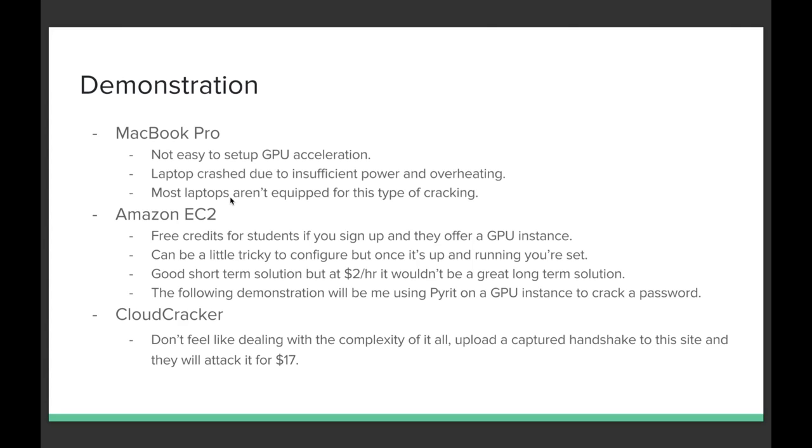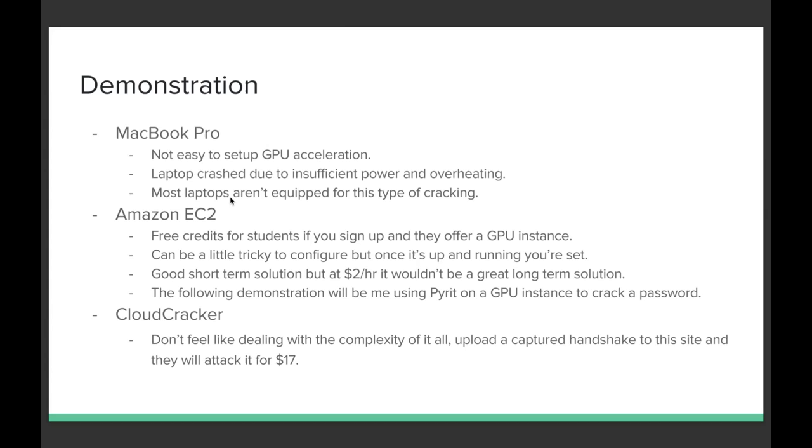So researching around, I saw that Amazon, as many of you know, has plenty of cloud servers out there you can use, and they have a GPU instance that you can rent for $2 an hour, which wasn't ideal, but then I realized that if you're a student, you get $50 in credits when you sign up, so I figured why not give it a try.